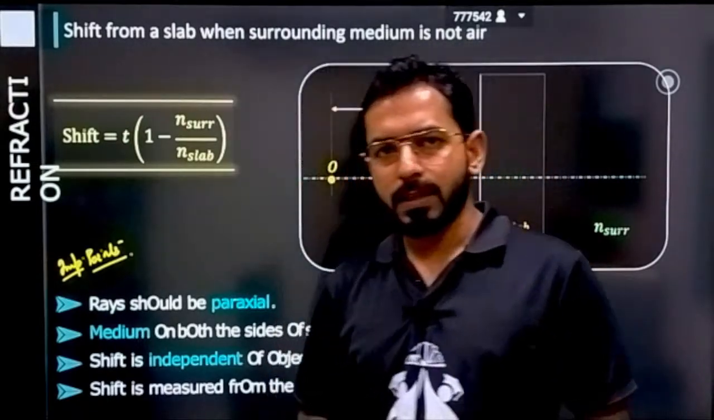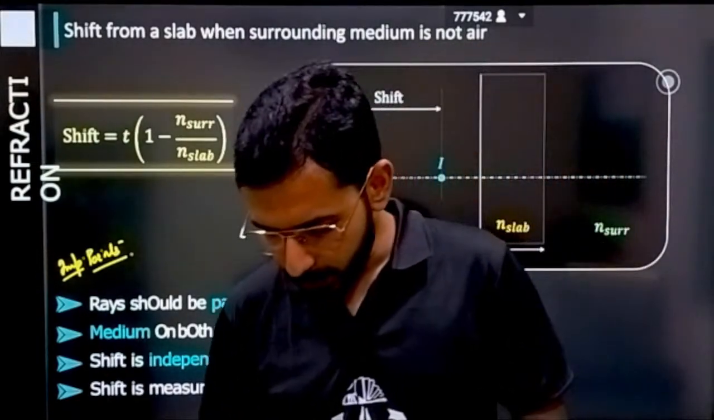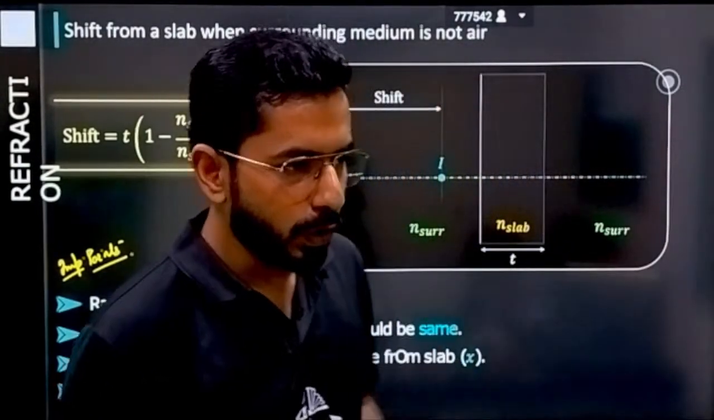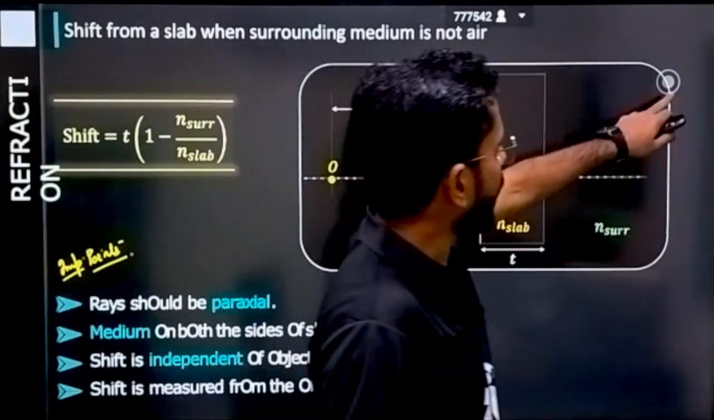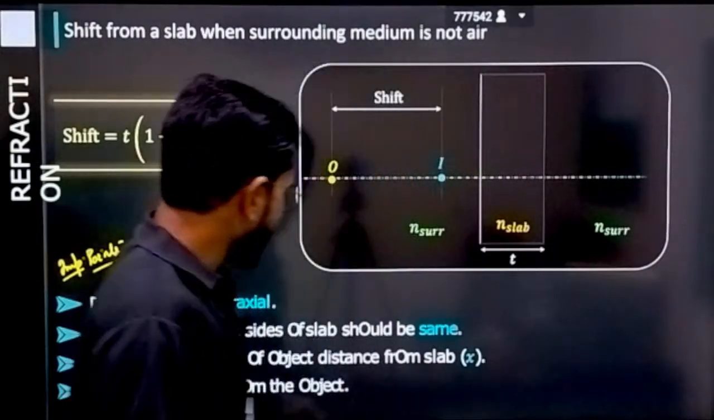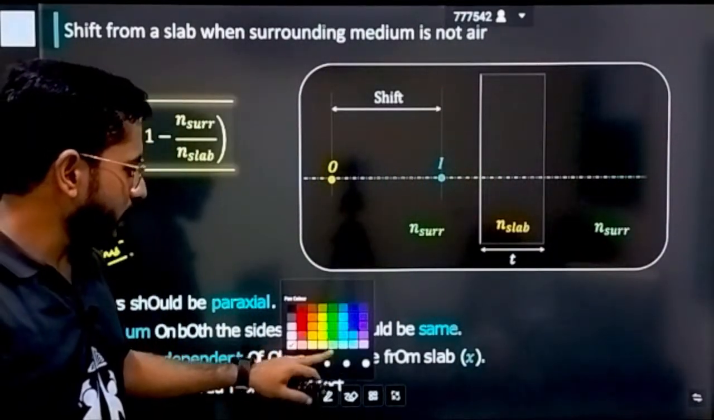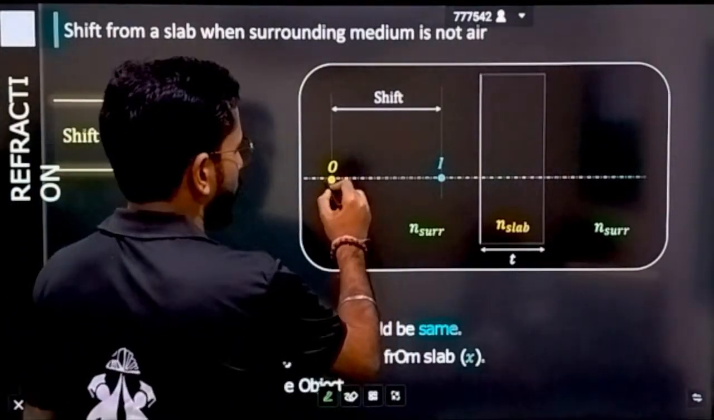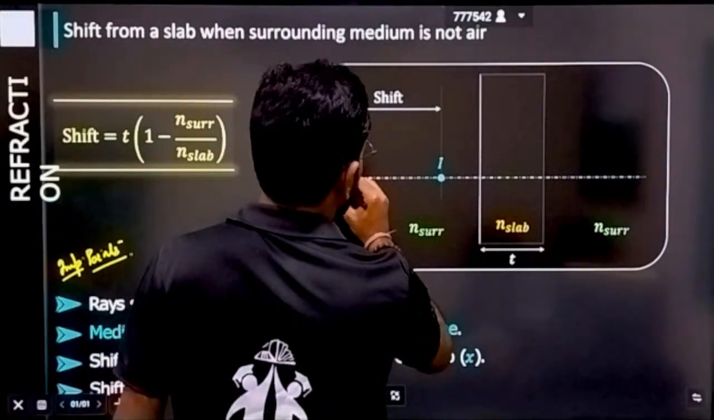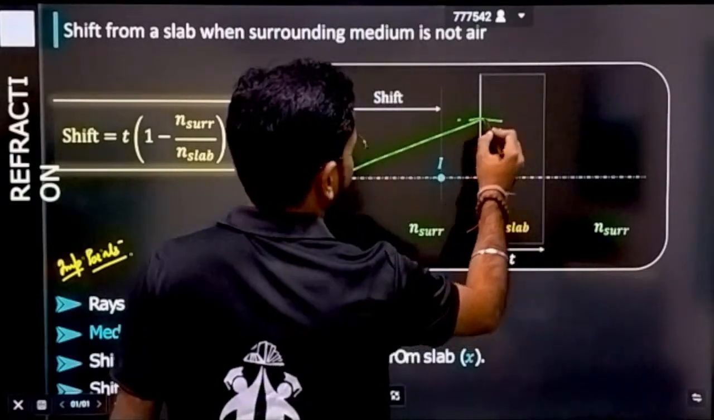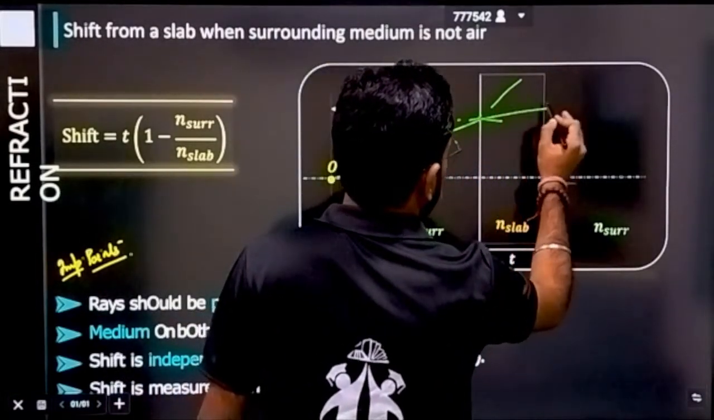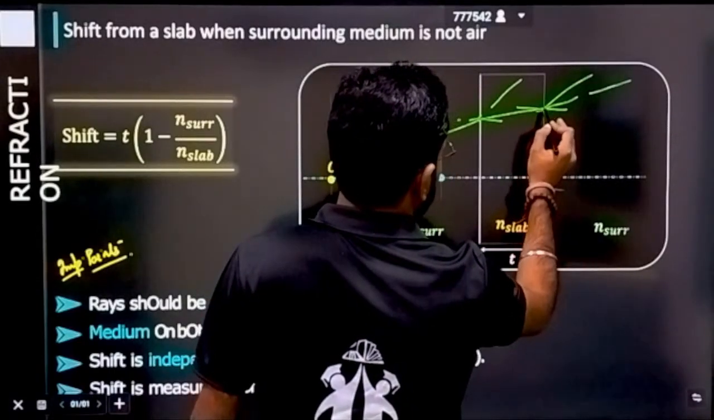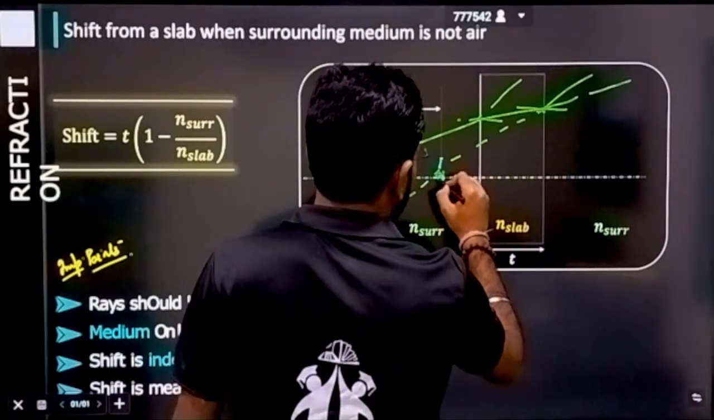Let me quickly take you back to where I left you in the last lecture. I told you how much normal shift comes when there is a glass slab. If this is an object, the ray diagram will be somewhat like this. This should be the normal ray, but it will bend towards the normal. Again it reaches here, and this time it bends away from the normal. When you extend this ray, it passes from this point. This point is called what?